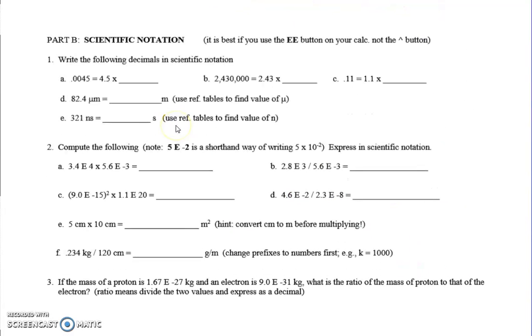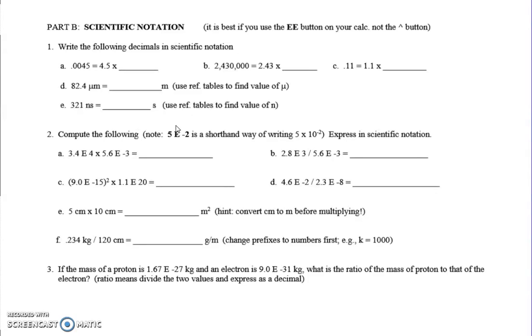For the next page, we are looking at scientific notation. It is, as suggested, best if you use the EE button on your calculator. If I want to put this in scientific notation, notice that it is less than 1, and I'm moving it 3 places to the right, so this will be 10 to the minus 3.